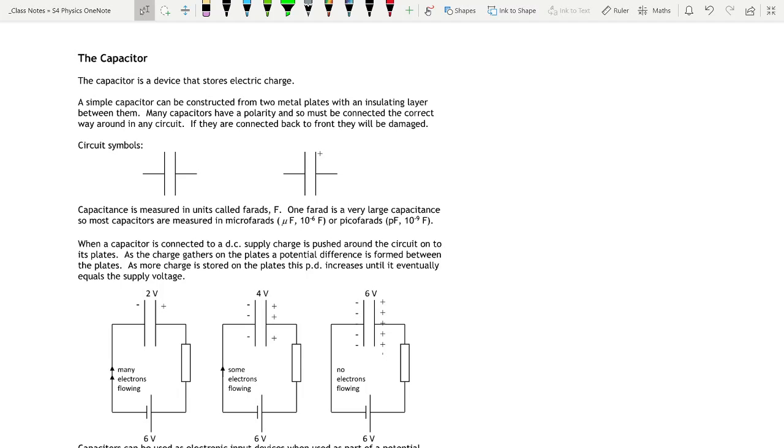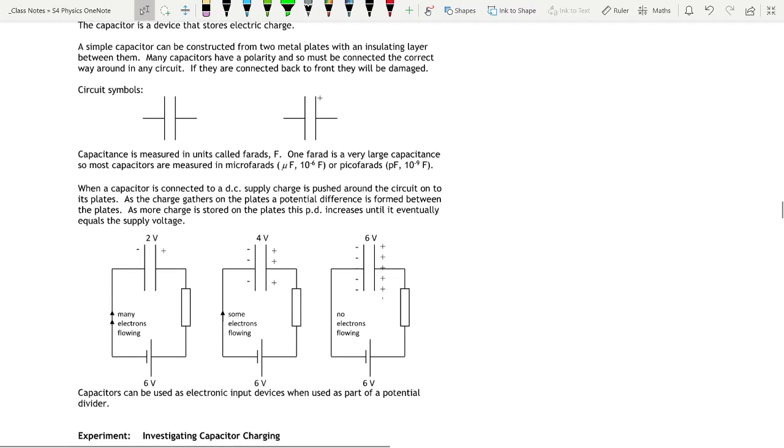Okay, so a simple capacitor is basically made from two metal plates with a bit of insulating layer between them. And some have a polarity, so they have to be connected the correct way around. If they're connected back to front, they will be damaged. So the circuit symbol for a capacitor is usually just two lines next to each other, but you sometimes get a plus sign, which shows you which way around to connect them.